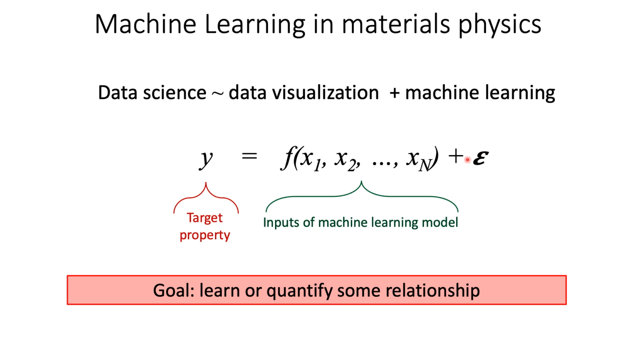Now, there's always some uncertainty associated with a given measurement or a given calculation from the true value, and this is something one has to take into account when constructing these models. We'll talk a little bit about this later on. So our goal is to learn some relationship, or to quantify and predict some value given some relationships.